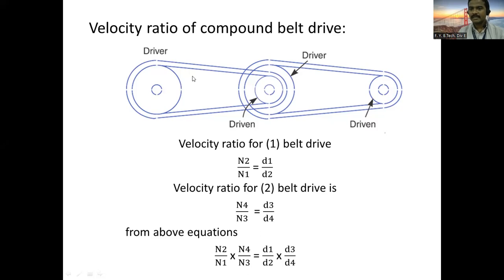Similarly, get the equation for the second arrangement. Second arrangement, where you will consider pulley number 3 as a driver and pulley number 4 as a driven. So how will you write the speed ratio equation? N4 by N3 is equal to D3 divided by D4. Equation number 2.